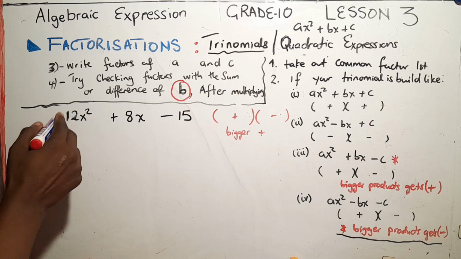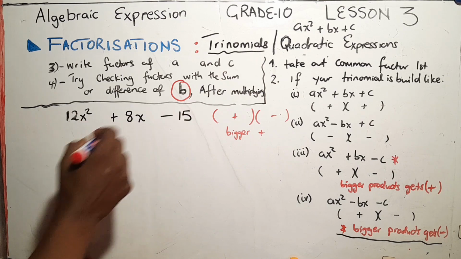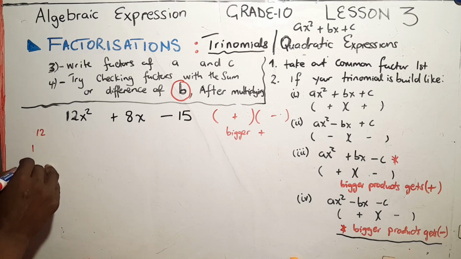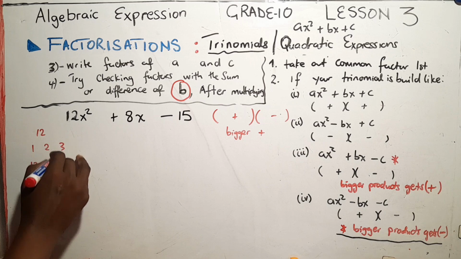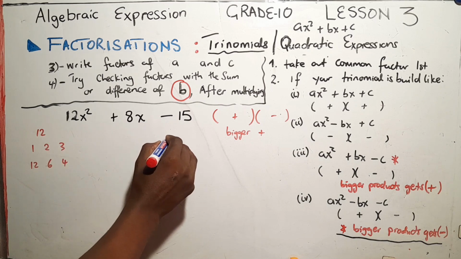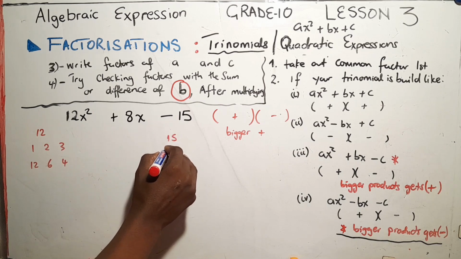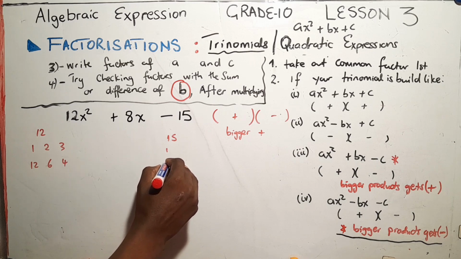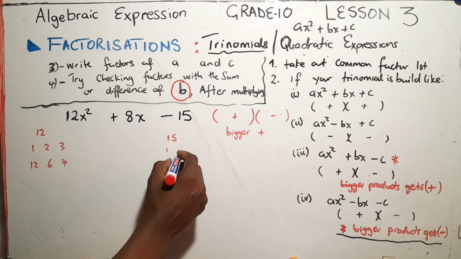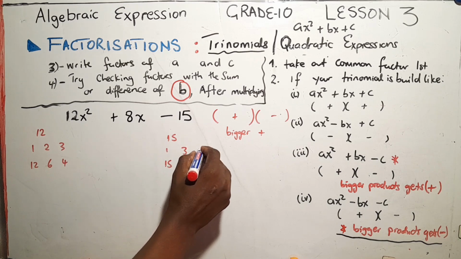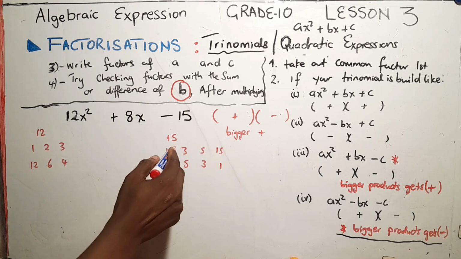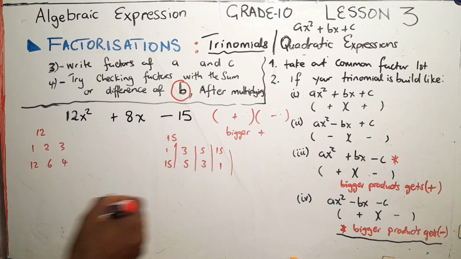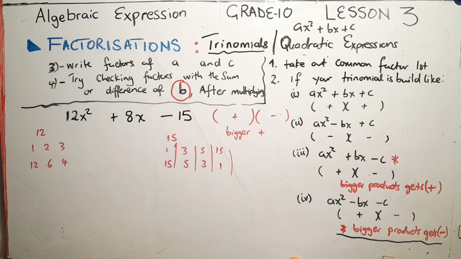So now we check our factors of this and our factors of that. So our factors of 12, we have 1 multiplied by 12, we have 2 multiplied by 6, and we also have 3 multiplied by 4. And on the factors of 15, we have 1 multiplied by 15, and we have 3 multiplied by 5, and we have 5 multiplied by 3, and we have 15 multiplied by 1, like that. So these are our factors in that way. So again, let's use trial and error to see which ones we can use.